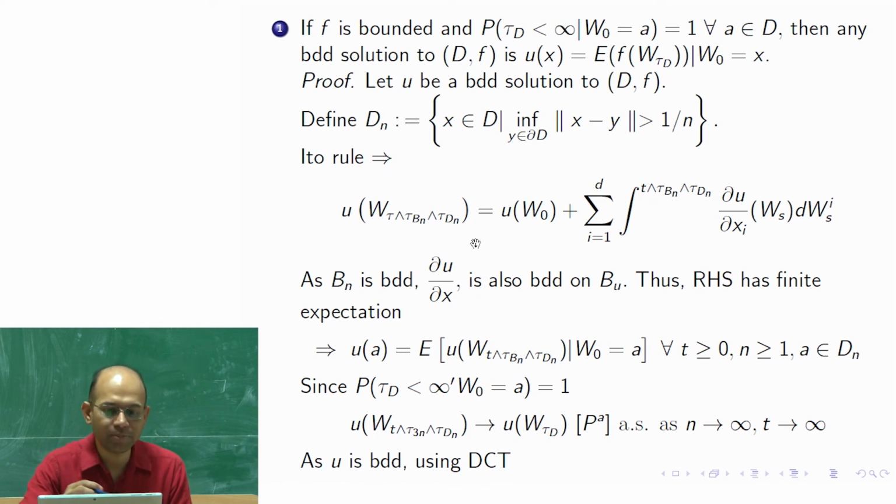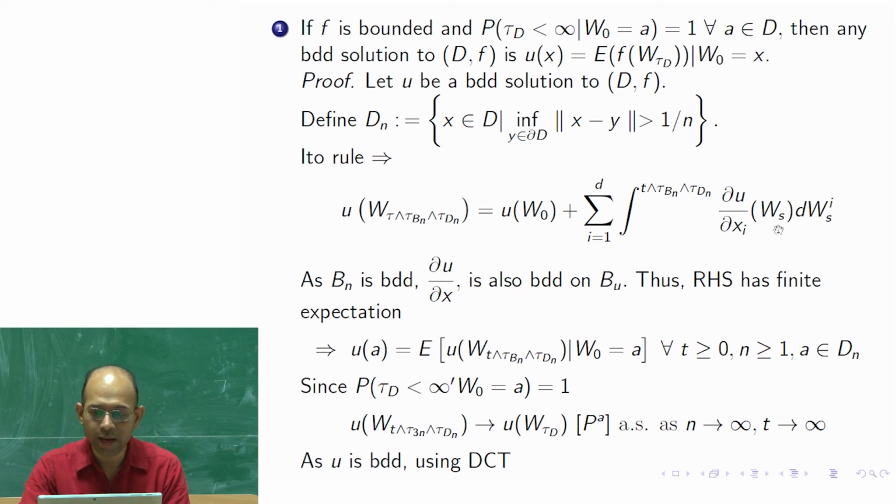As B_n is bounded, on that bounded domain ∂u/∂x is a continuous function, correct. A continuous function on a bounded domain whose closure is also bounded, so the closure is closed and bounded, hence compact, is bounded, because on a compact set a continuous function is bounded. So ∂u/∂x is also bounded on B_n, so this is n, okay, there is a typo.